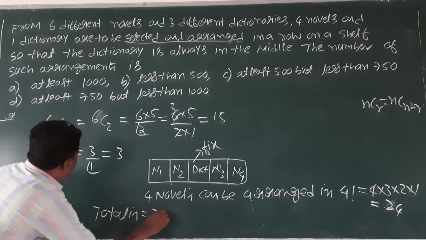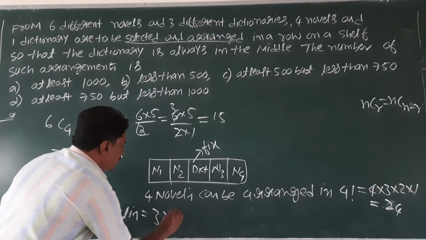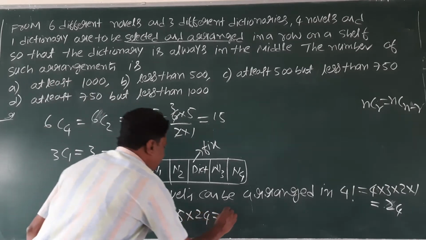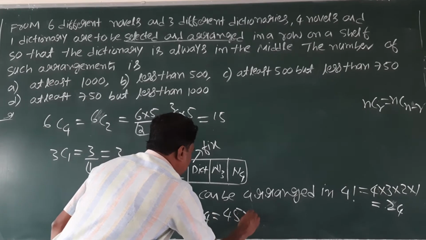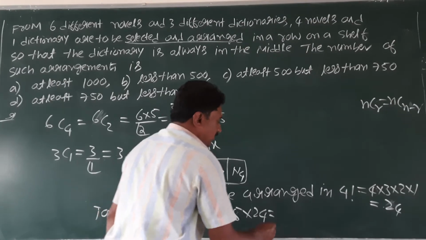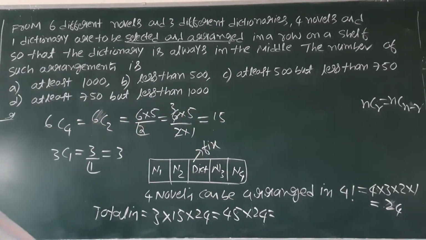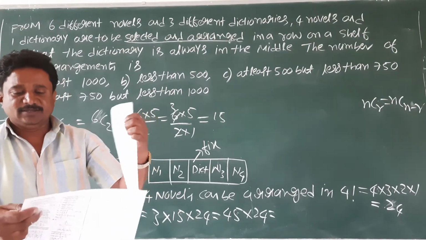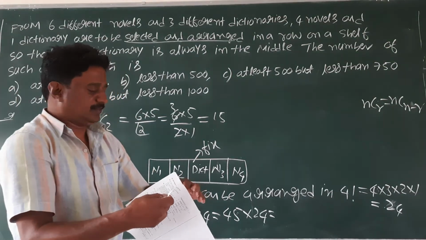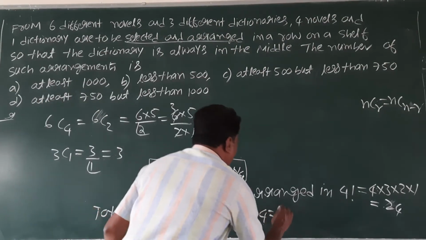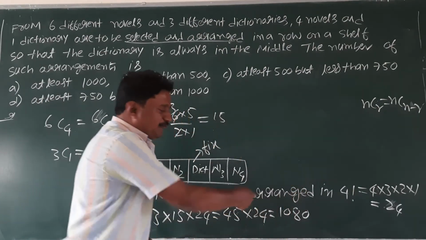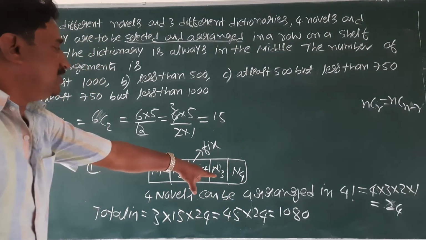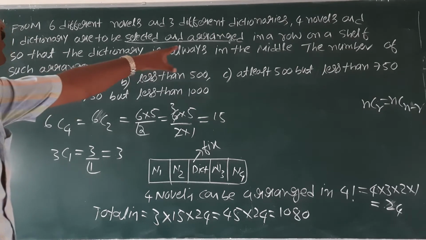Then the total is 3 into 15 into 24. 15 3s are 45, into 24. I think you are going to get 1084. Let me check, students. 1080. Rough answer. Roughly calculated. So tell me the answer, student, the total number of arrangements.